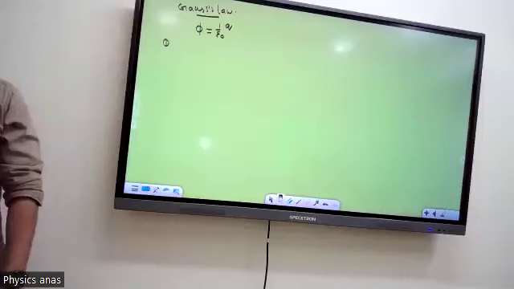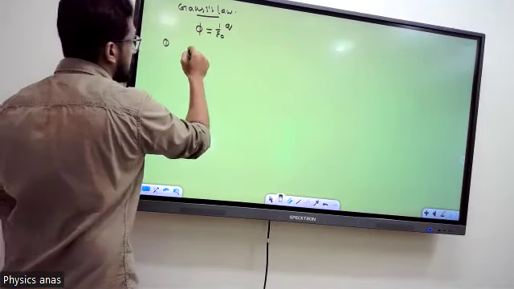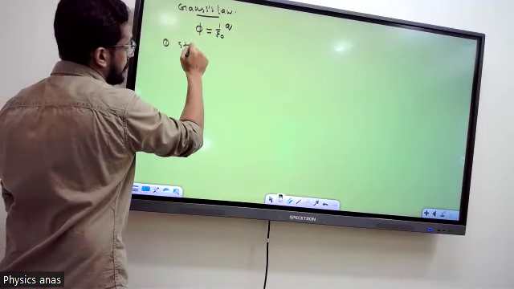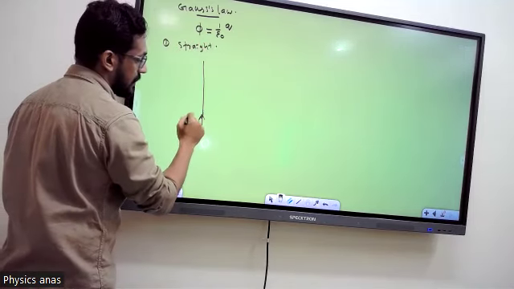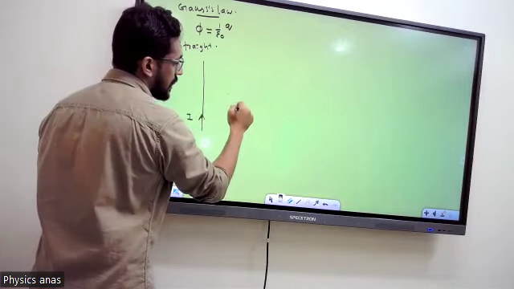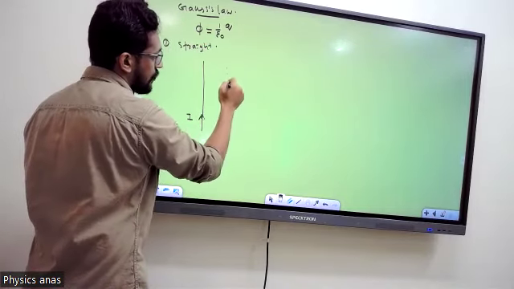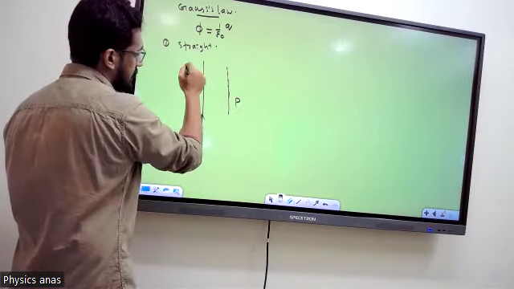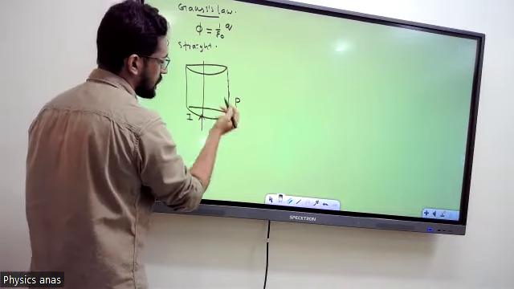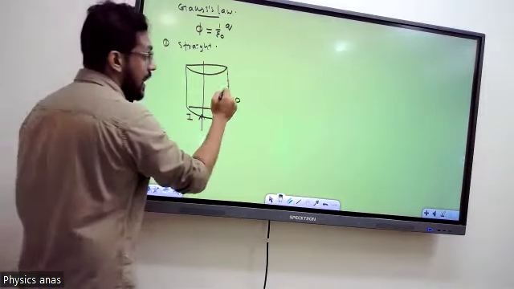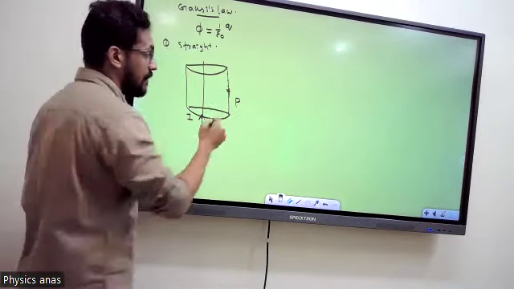You can find the electric field due to a straight line. If this is our straight line and the current is passing through that line, I am taking a point here. So I have to imagine a Gaussian surface in the form of a cylinder there, and that cylinder is containing that point B.